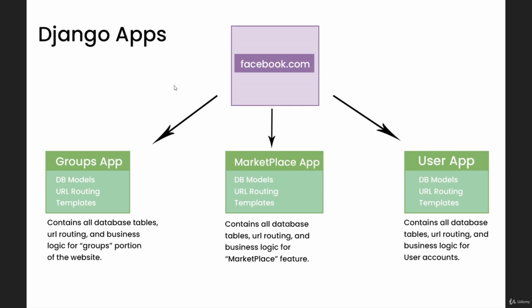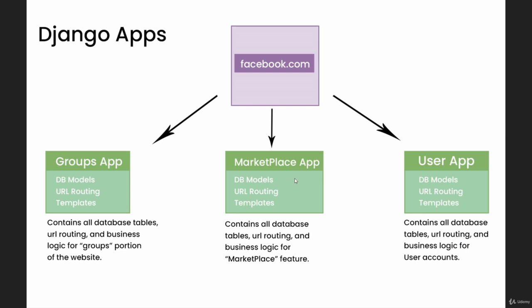So just to try to explain what's going on here, in this case, Facebook.com is a project. And let's say we want to build out our user portion. This is where users can log in. We store user data, anything that's surrounding users. We want to create its own app called users. So the user app will take care of all the database tables for a user, URL routing, templates, and I just summarized it as it contains all database tables, URL routings, and business logic for user accounts.